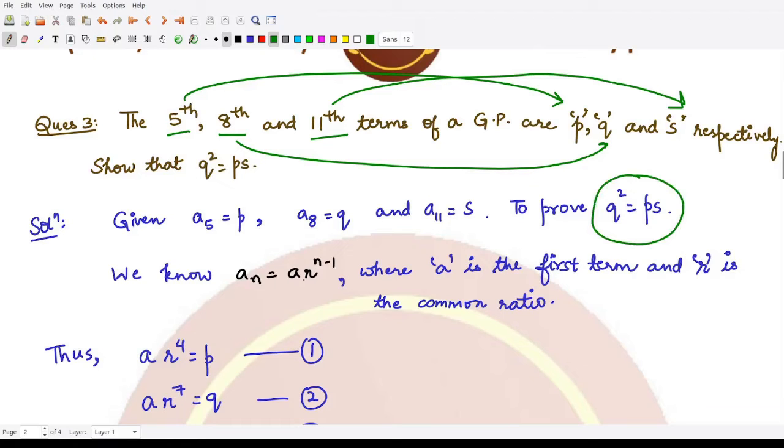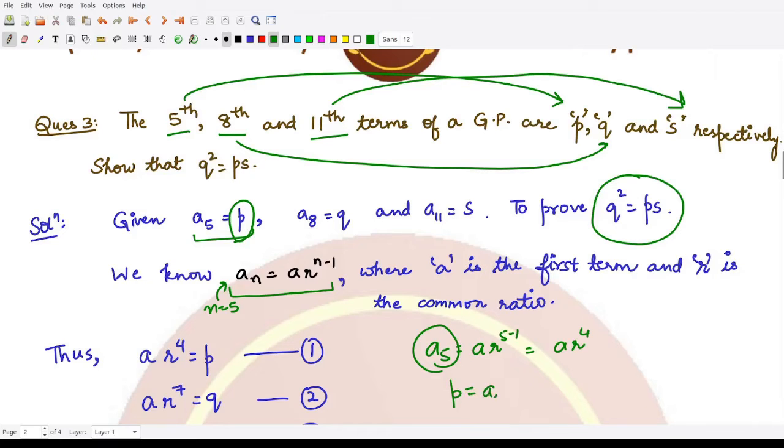Now, according to the nth term formula, where A is the first term and R is the common ratio, we have A_n is equal to A into R raised to power n minus 1, right? Because A5 is given to be P, if we put n is equal to 5 into this expression, A5 would be equal to A into R raised to power 5 minus 1, which is A into R raised to power 4. The value of A5 is given to us as P. So, P is equal to A R raised to power 4. This forms our first equation.